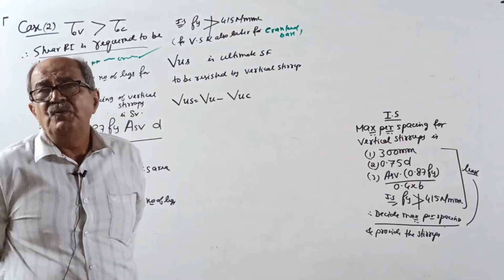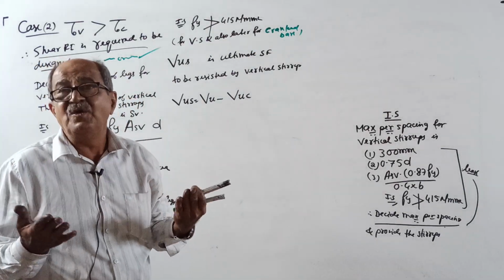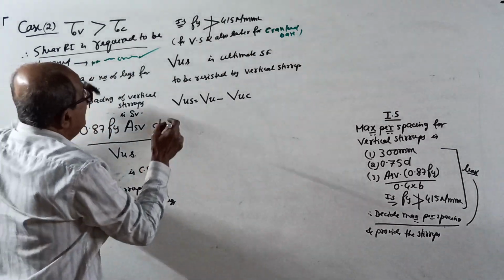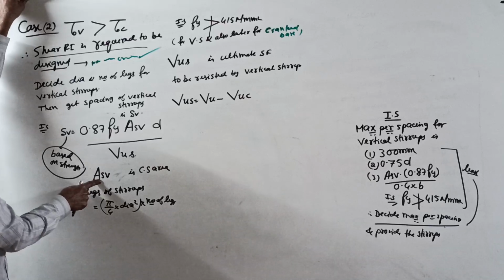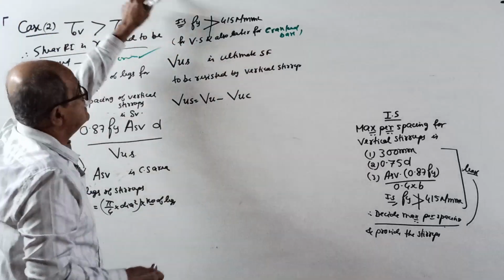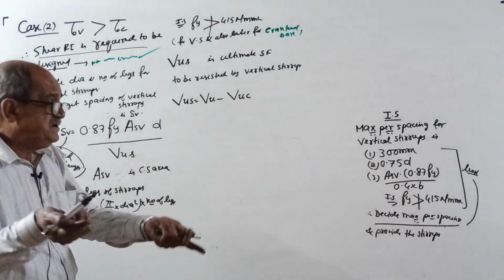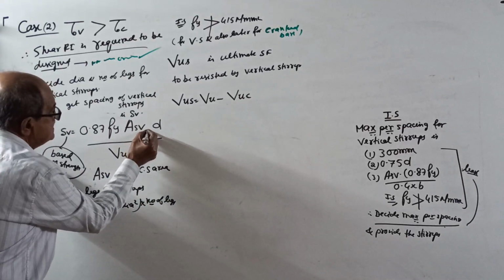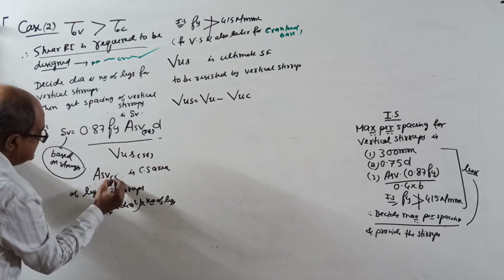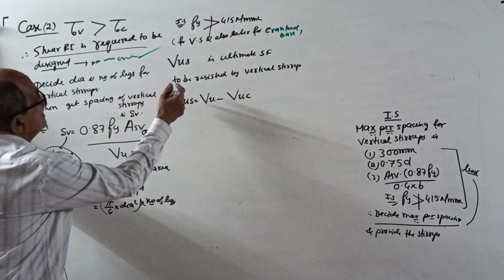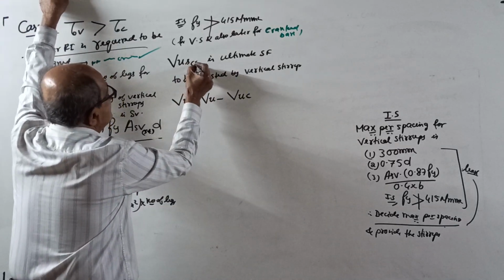This was the case when only stirrup was used. But now suddenly crank bar will say, I am also there. Therefore, the IS code used the word ASV for shear reinforcement of both stirrups and cranked bars, and VUS also for both. So just to differentiate, I will put suffix ST for ASV and VUS. ST means stirrup. So here VUS ST is the shear force to be resisted by vertical stirrups.